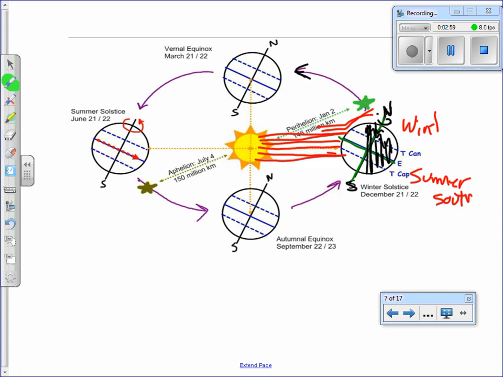So if this is winter in the north, what season must this be? After winter comes spring, then summer, and then fall. And again, double check yourself here. If you look at the picture and logically see what's happening in the picture, you should be able to figure it out. And then you just fill in all the rest of it from there. Question?